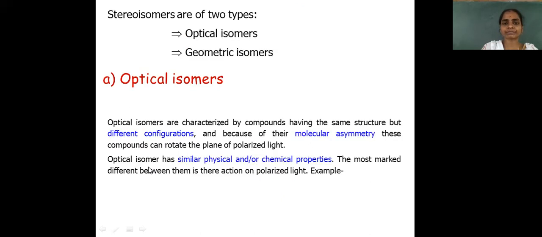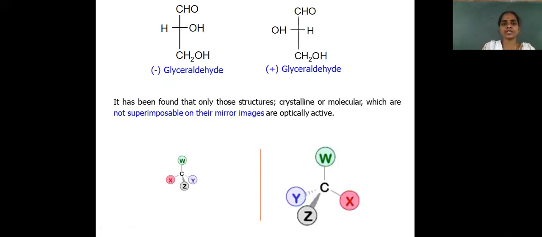And next are the enantiomers. The best example of optical isomers is glyceraldehyde. As I said, they differ in their action towards plane polarized light, shown as minus and plus. Plus indicates the isomer that rotates towards the right side, that is plus glyceraldehyde, and negative glyceraldehyde is the isomer that rotates towards the left side under the action of plane polarized light.